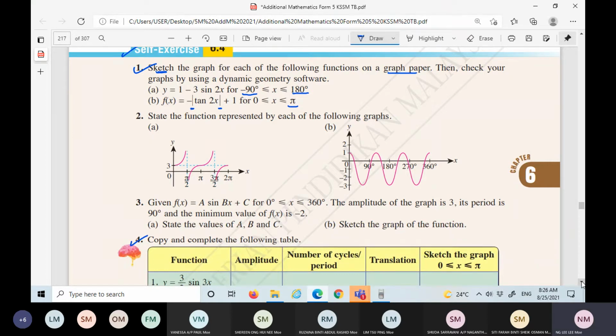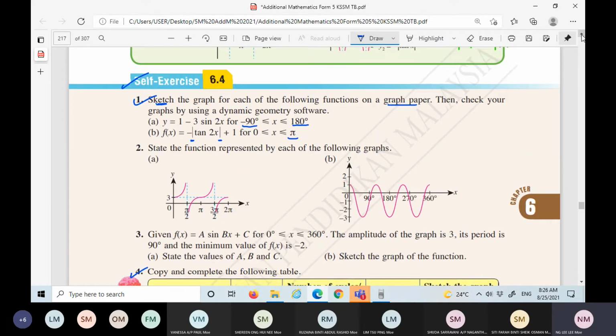Silent. Teacher, can you please show B? Okay, so will I use the table method, or how? Which method do you want me to use? Table, okay, table.